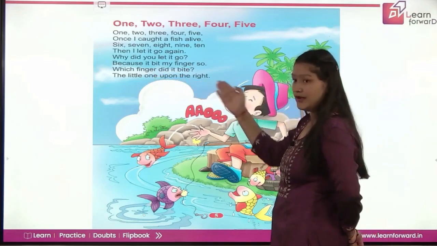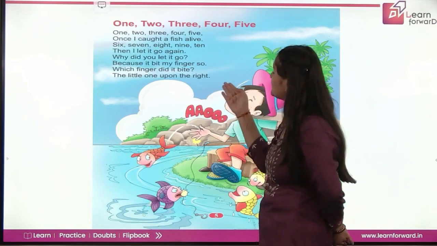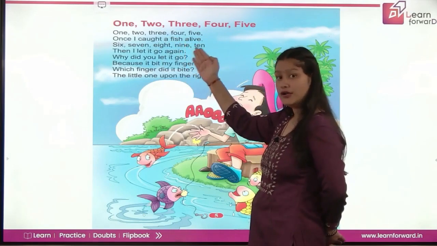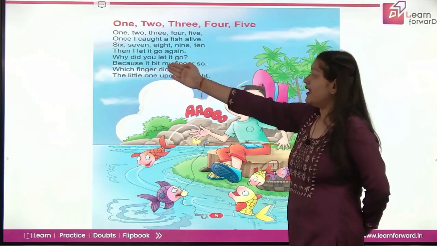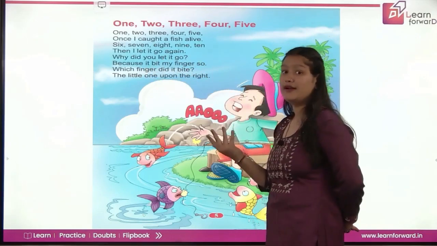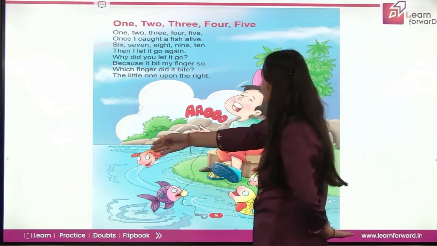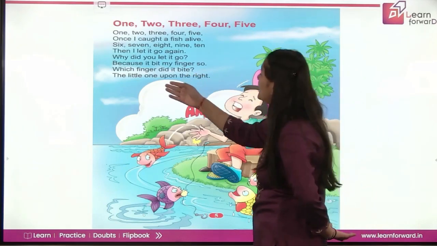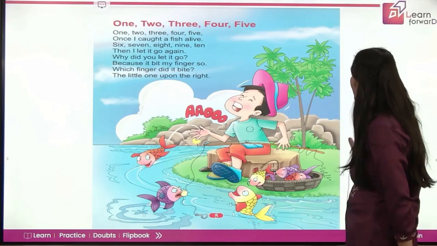The little one upon the right. 1, 2, 3, 4, 5. Once I caught a fish alive. 6, 7, 8, 9, 10. Then I let it go again. Why did you let it go? Because it bit my finger so. Which finger did it bite? The little one upon the right.